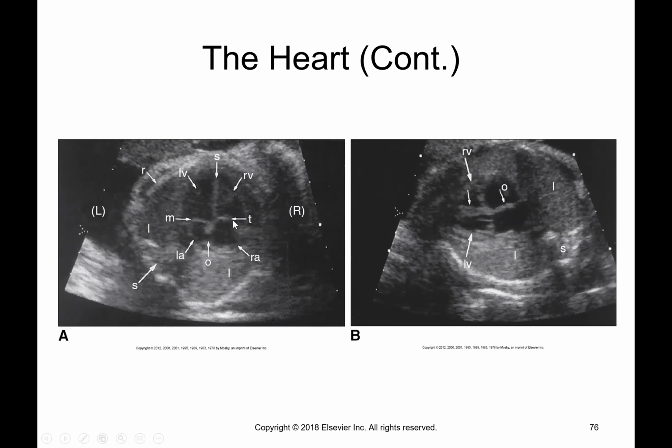So here is our four chamber view. This is the right ventricle, right atrium, left ventricle, the interventricular septum, the foramen ovale, the tricuspid valve, the mitral valve. You'll learn all this in our fetal heart chapters. And the right ventricle is closest to the chest wall. This is just another view of the four chamber heart.